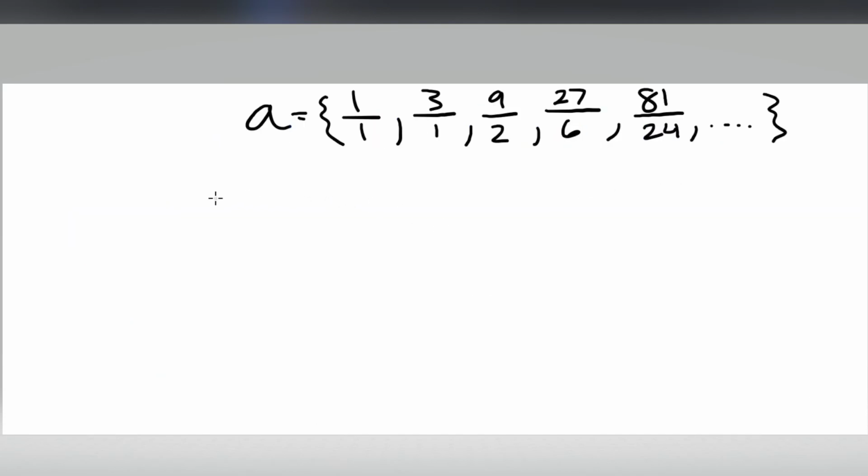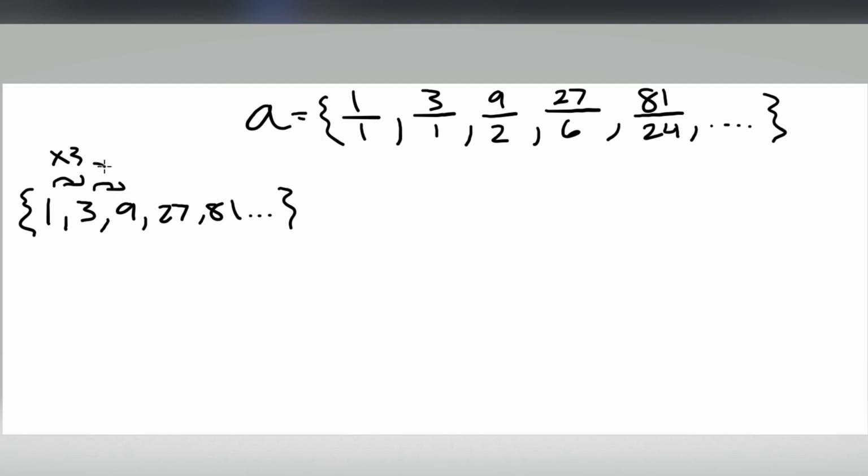Now the best way we can think about this is to separate this into a top pattern and a bottom pattern. So let's first look at the numbers on top. The numbers on top are 1, 3, 9, 27, 81, and so on, right? So what is happening between these terms? Well, I can identify this clearly as we're going to multiply by 3. So how do I write that explicitly?